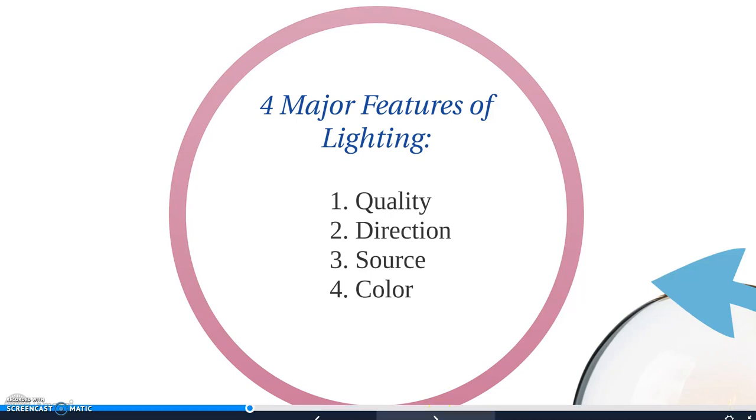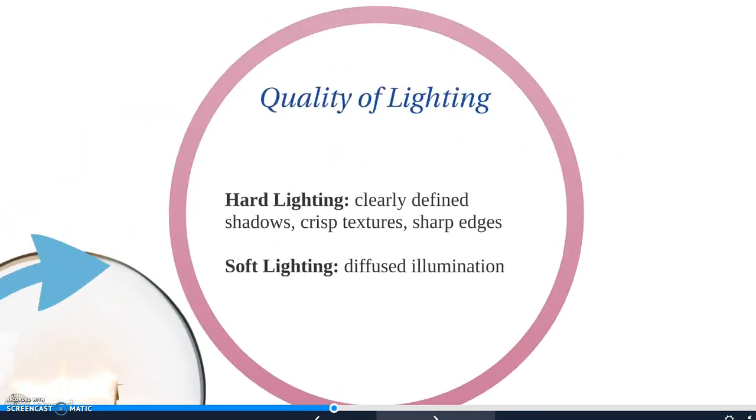Now, when I refer to quality of lighting, really what it's broken down into are these 2 different options, which are hard and soft lighting. Now, hard lighting has clearly defined shadows, crisp textures, and sharp edges. This is typically very harsh or unflattering lighting. Soft lighting is a more diffused illumination. The edges are a little bit softer, the textures aren't quite so harsh or crisp, and the edges are a little bit dulled or blurred.